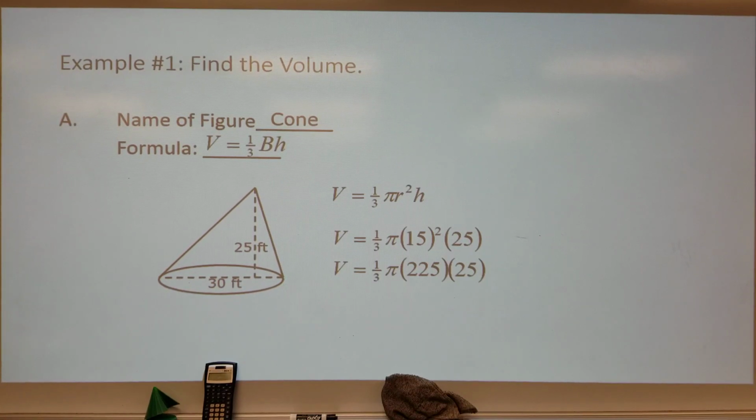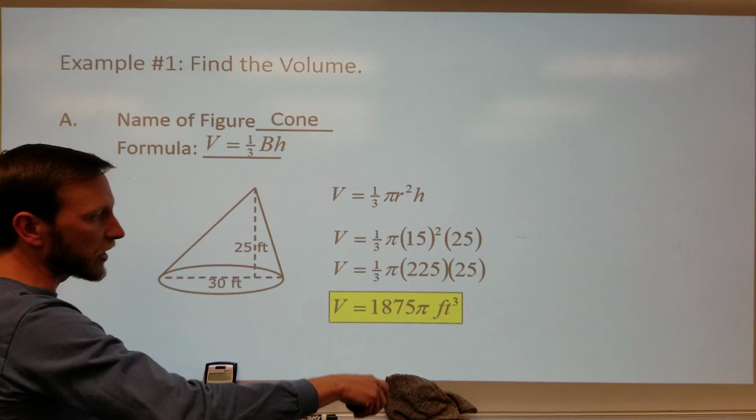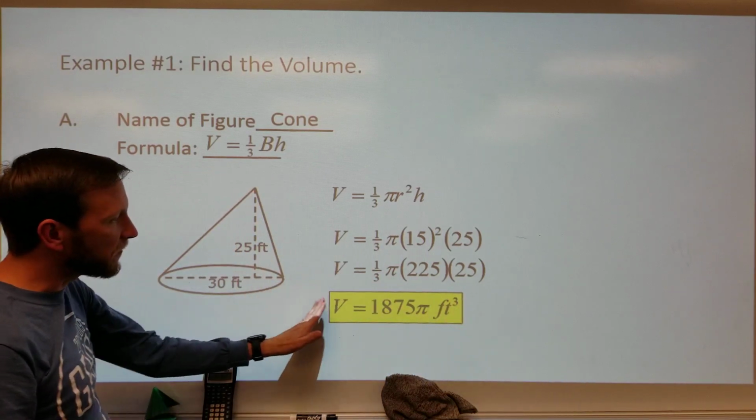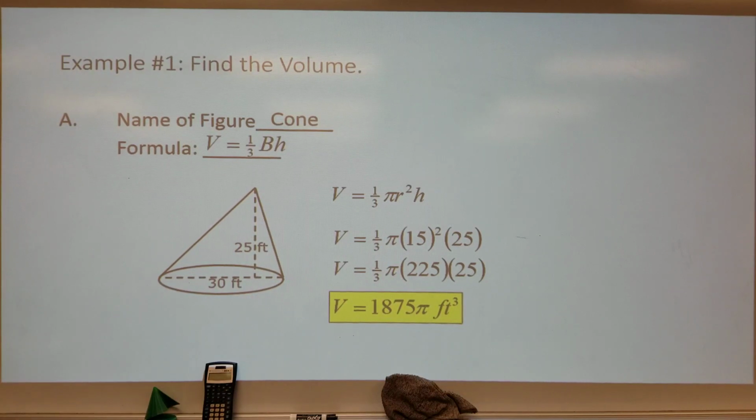And we get to type that into our calculators. 1/3 of 225, that does divide. And then multiply that by 25, whoops. And that gives us 1875 pi. But now since we're dealing with volume, we don't have square units, we've got cubic units. So our feet are cubed. We have 1,875 pi cubic feet.